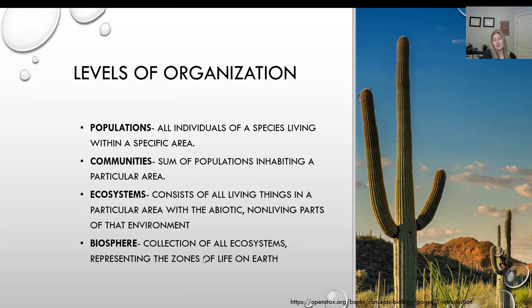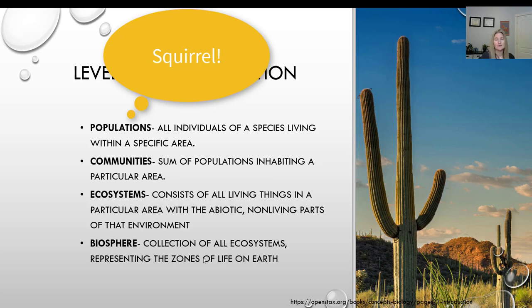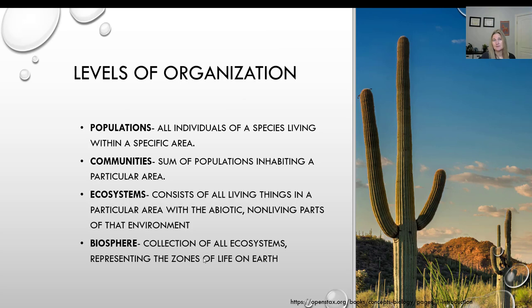And then even we can go beyond just a single organism. For example, we could study a population of individuals of the same species living in the same area at the same time. So that's considered a population level of organization. So I could be observing all the eastern gray squirrels that are living in my backyard right now, and studying what they're doing. So I'd be studying the population level of biological organization.